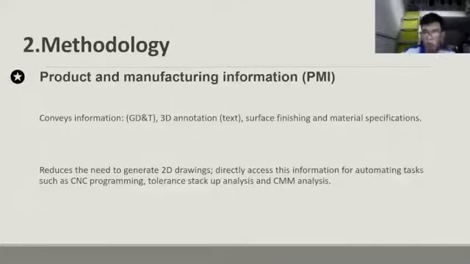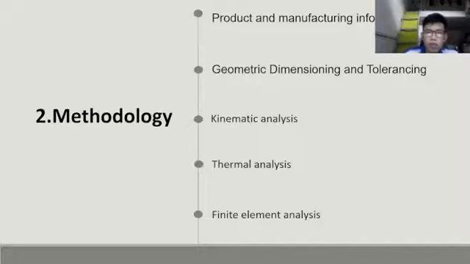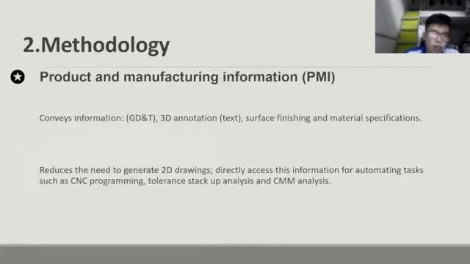We move to the second part, methodology. We have five methodologies: product and manufacturing information, geometric dimension and tolerances, kinematic analysis, thermal analysis, and finite element analysis. The first methodology is PMI.